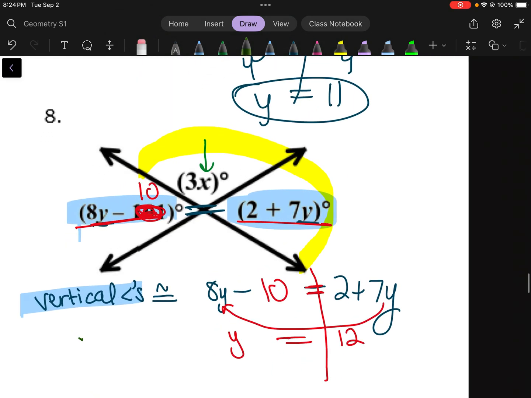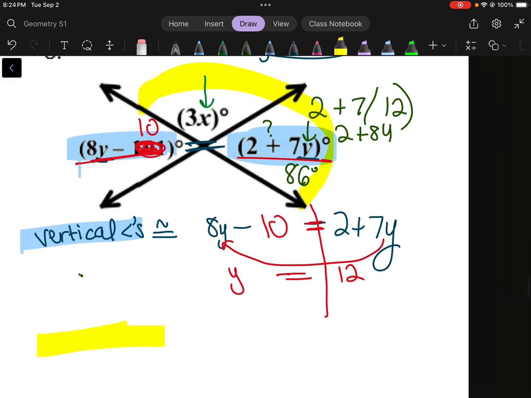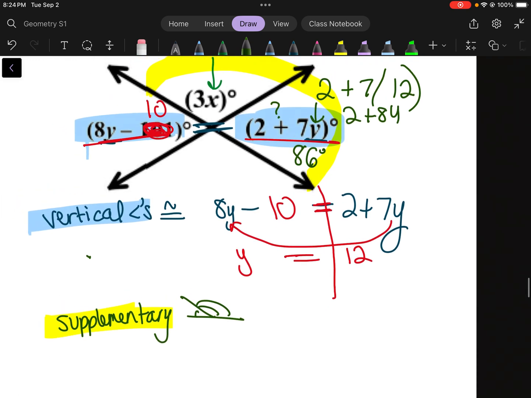All right. So I have y equals 12. I have to plug it back in because I need to figure out what this angle's worth. So 2 plus 7 times 12. Okay, and I have to multiply first, so 7 times 12 is 84, and 2 plus 84 is 86. Okay, so that one's 86 degrees. Now if I add it to the 3x, those are supplementary. Or you can say they're a linear pair because, again, they make a straight line. So that means that you're going to add them up, okay?